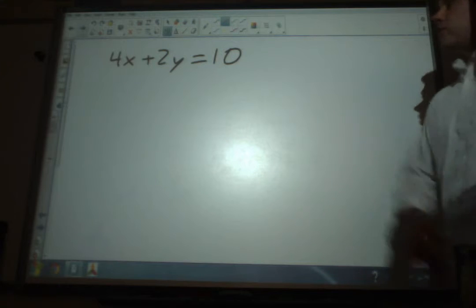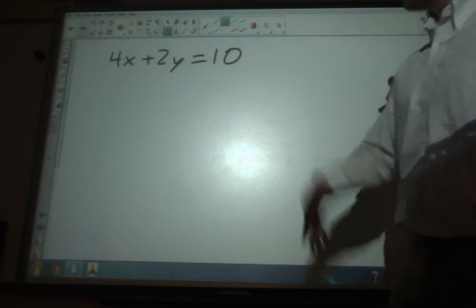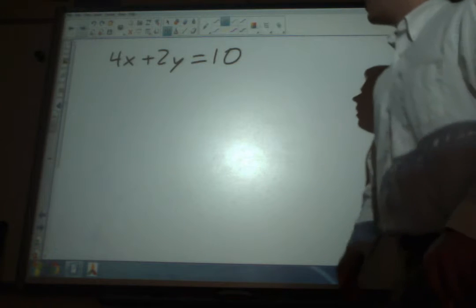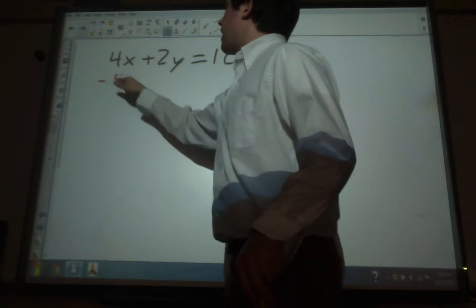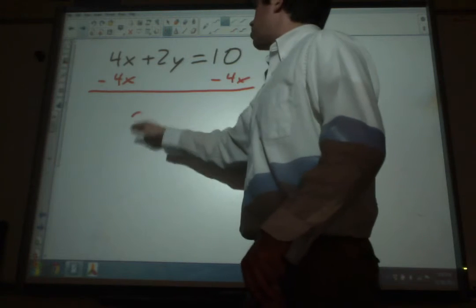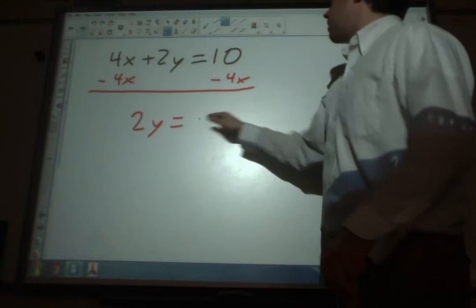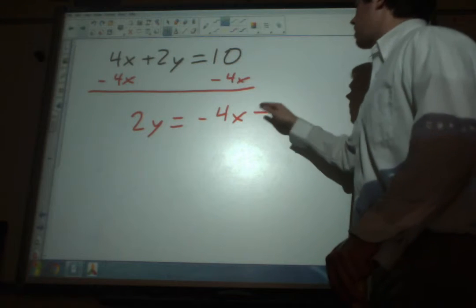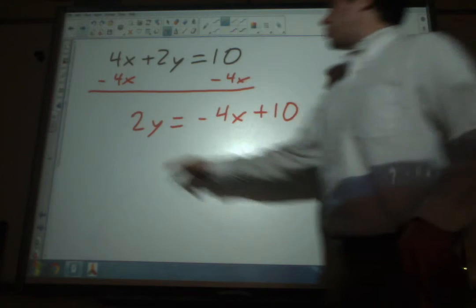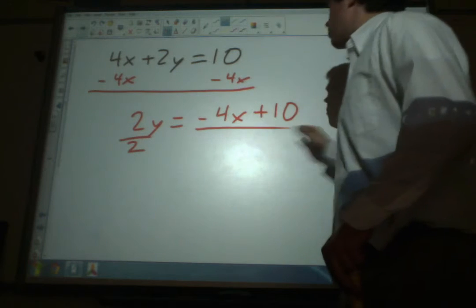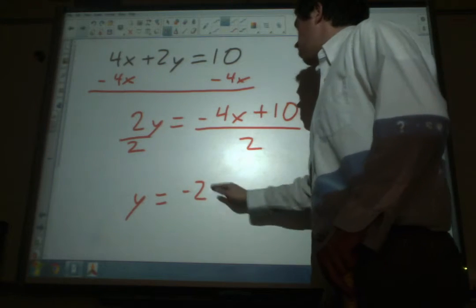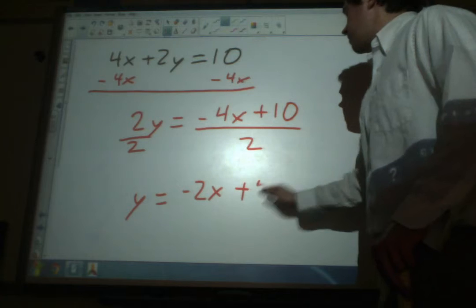Okay, so we've already done this before, but just as a review, how do we turn this into slope-intercept form? Y equals mx plus b. Well, first we would subtract 4x from both sides. That would give us 2y equals negative 4x plus 10. And then we would divide by 2 on both sides. That would give us y equals negative 2x plus 5.